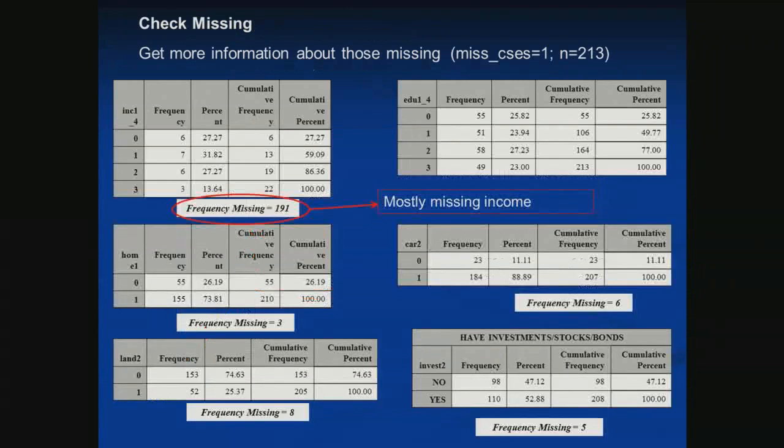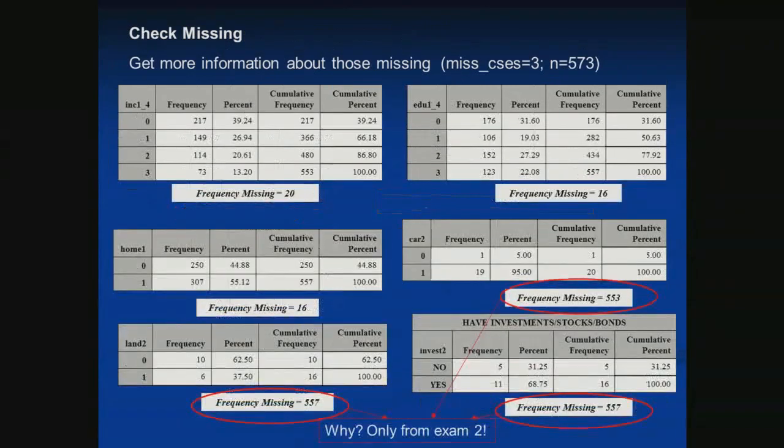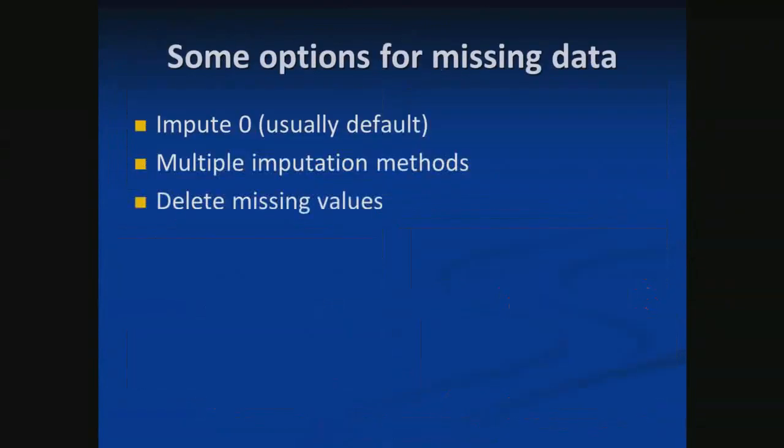Okay, so I'm going to skip over that. So, some options for missing data. Imputing a 0 is usually the default, okay? Sometimes that makes sense. Sometimes it's simply the best you can do, and sometimes it really doesn't make sense for the data that you have, okay? So that's something that has to be thought through.